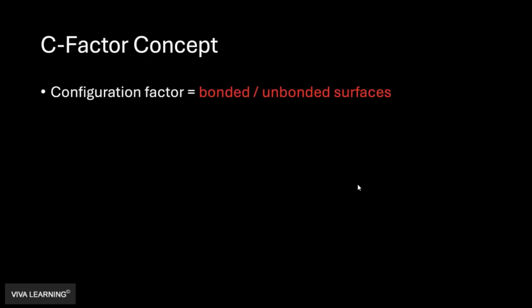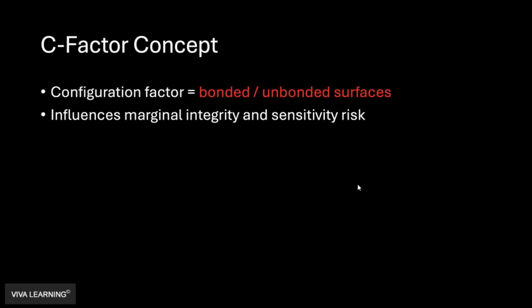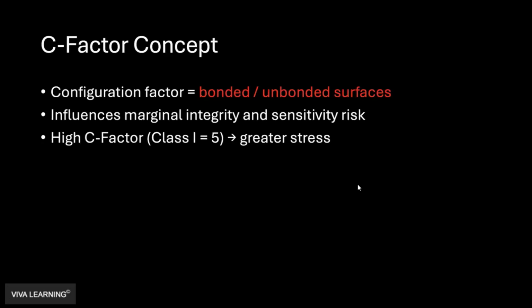And C factor is actually the major factor for failure of the composites. And what is C factor? I'm sure all of you know it, but let's just refresh what C factor is. It's basically the ratio of bonded surfaces to unbonded surfaces. This influences the marginal integrity of the composites, and the higher the C factor is, the higher the shrinkage, and the more the composite will separate from the wall of the restoration that you're bonding it to.